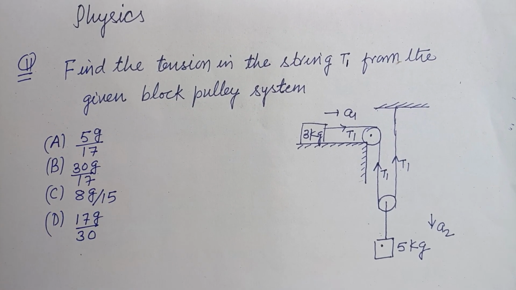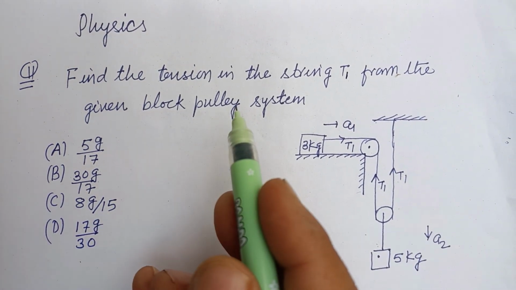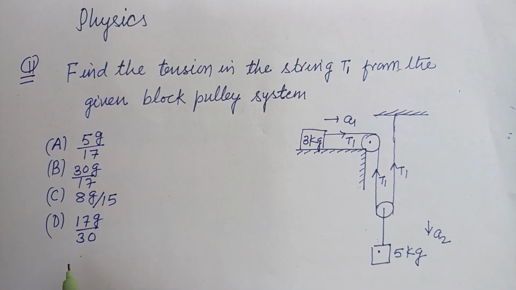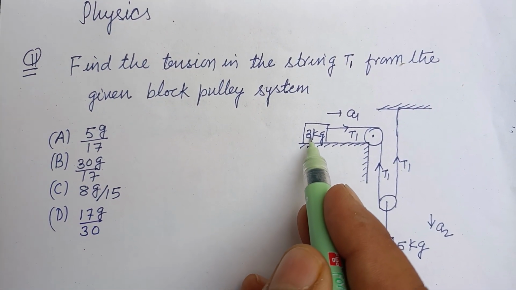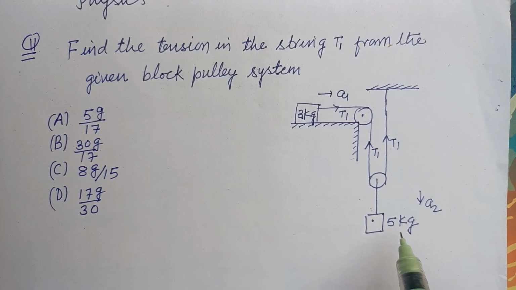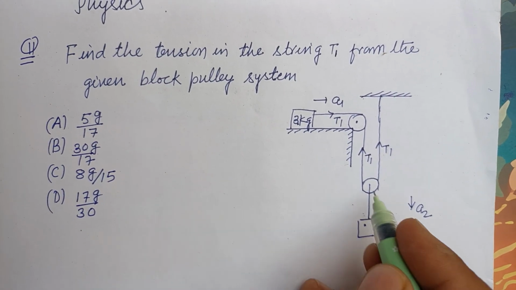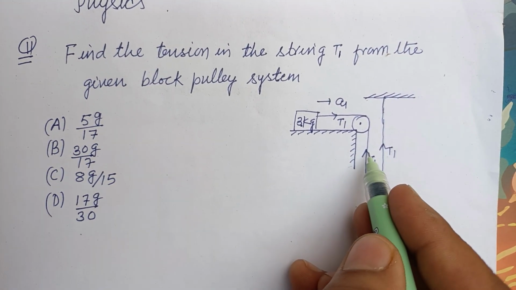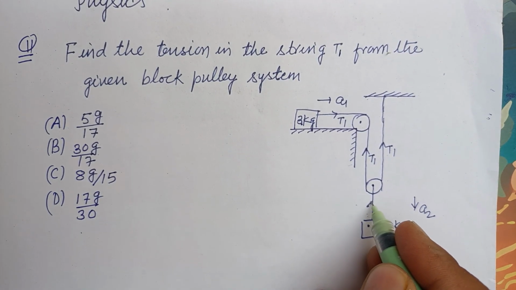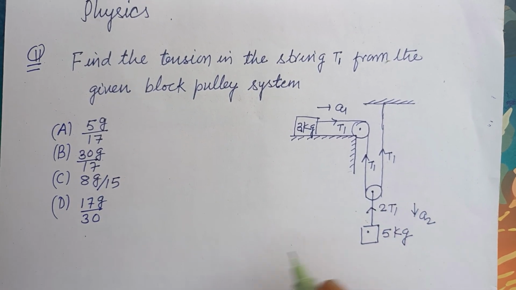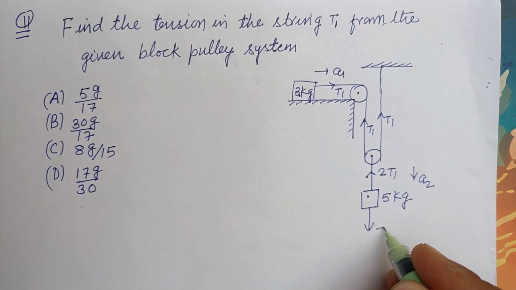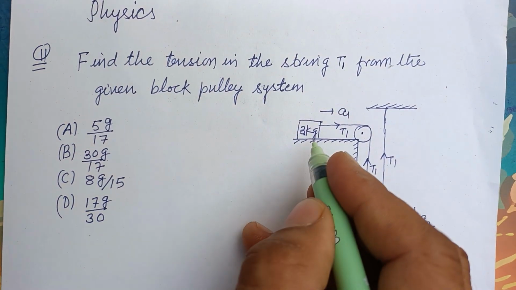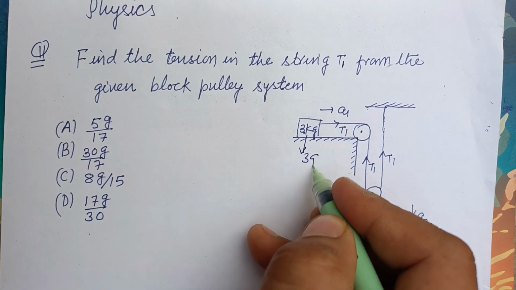Question from NLM. Find the tension in the string T1 from the given block pulley system. So here is a block of 3 kilogram and here is a block of 5 kilogram which is hanging with this pulley. Okay, here is T1, T2, then there is 2T1. Okay, and this block moves in downward direction 5G and it is 3G.